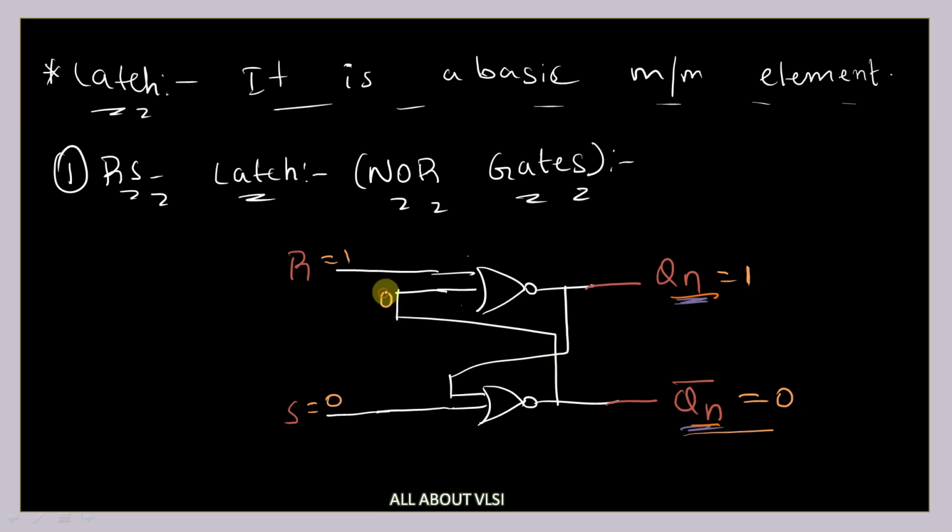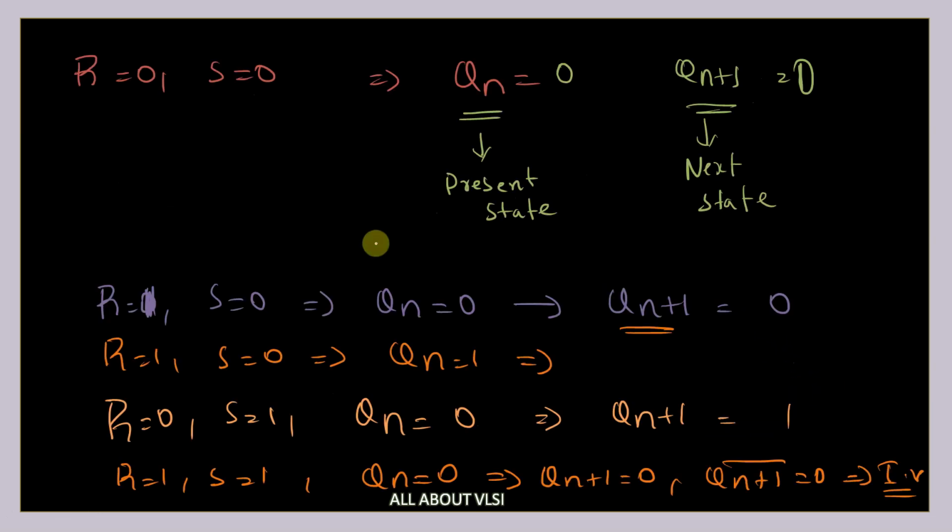So this 0 will be transferred over here. So any one of your NOR gate input is 1, then obviously your output will be equal to 0. So it is changing to 0. So this 0 will be transferred over here and this Qn bar will become 1. So from here we can see that whenever your R is equal to 1, whatever may be your present state, your next state is always equal to 0.